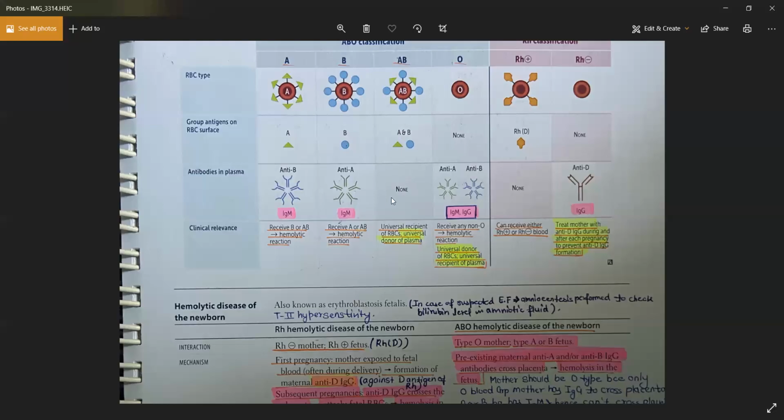So they can donate their plasma and they can receive the RBCs. And these O types, they can give their RBCs and can receive the plasma.